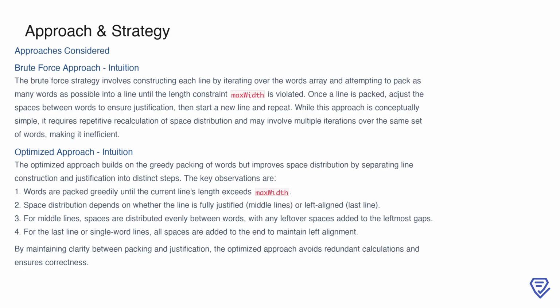Then, depending on whether the line is in the middle of the text or the last line, the spaces are distributed differently. For middle lines, we distribute spaces as evenly as possible, with any leftover spaces added to the leftmost gaps. For the last line or lines with only one word, we simply left-align the text by appending spaces at the end. This separation reduces redundant calculations and ensures the solution is both efficient and correct.